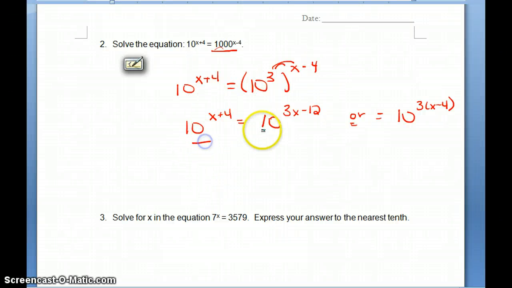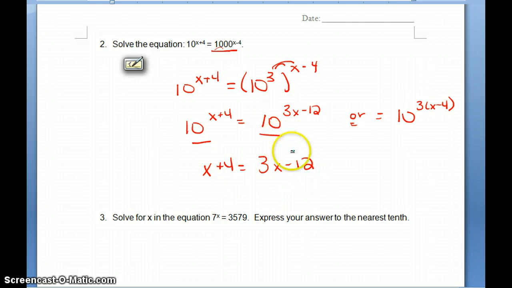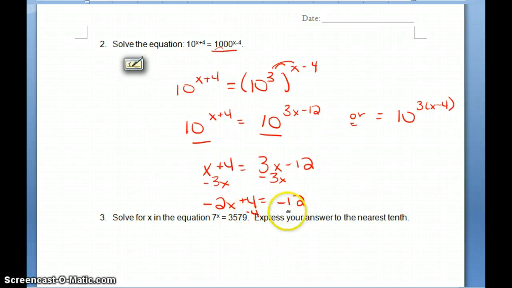Now that we have similar bases, we're just going to look at the exponents. We have x plus 4 is equal to 3x minus 12. So you're going to move exponents over, or isolate the variables. First we'll start by subtracting 3x. So we have negative 2x plus 4 is equal to negative 12. Then we're going to move 4 to the other side, so we'll subtract 4 on each side. I'm just going to keep writing this going to the right. So we have negative 2x is equal to negative 16.